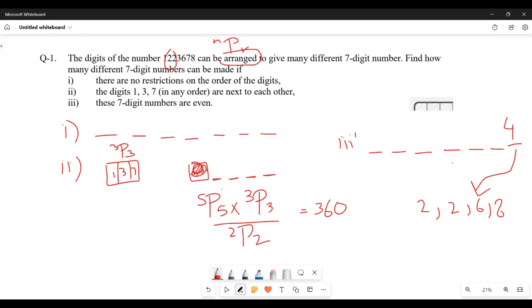So that leaves us with 6 numbers and 6 available spots. So 6P6 times 4, divided by the repetitions in the question, which is 2, so 2 factorial or 2P2. This gives 1, 4, 4, 0.